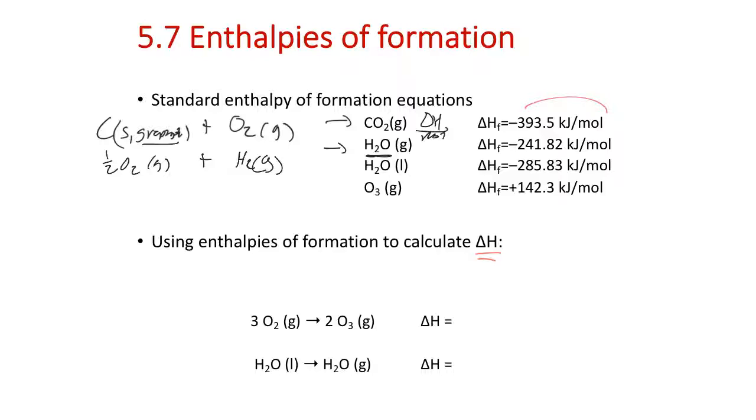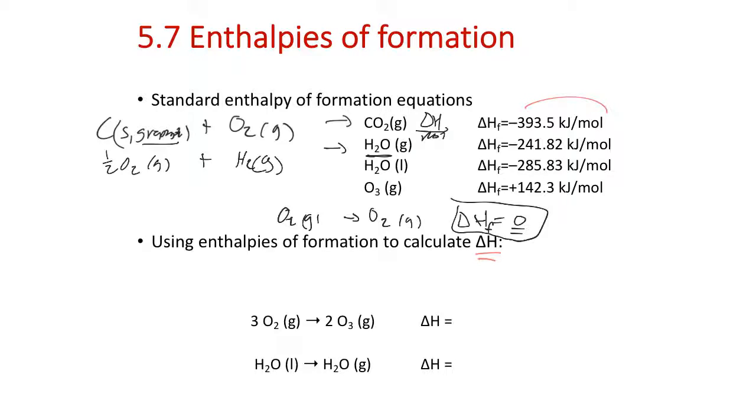Now, let's do one real quick of O2 gas. O2 gas would be formed from itself because O2 is the standard form of oxygen. Do you see how all elements in their ordinary standard state would have zero delta HFs? So the delta HF of an element in its standard state would be exactly equal to zero.